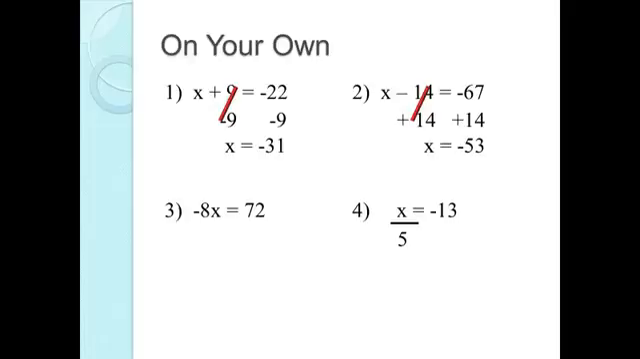For number 3, the opposite of multiplication is division, so we will divide by negative 8 on both sides. Negative 8 and negative 8 cancel each other, and we're left with x equals negative 9. Checking, negative 8 times negative 9 does give us positive 72. Finally, in number 4, the opposite of division is multiplication. Multiplying by 5 on both sides, the 5's cancel each other, and we're left with x equals negative 65. Checking our answer, negative 65 divided by 5 does give us negative 13.